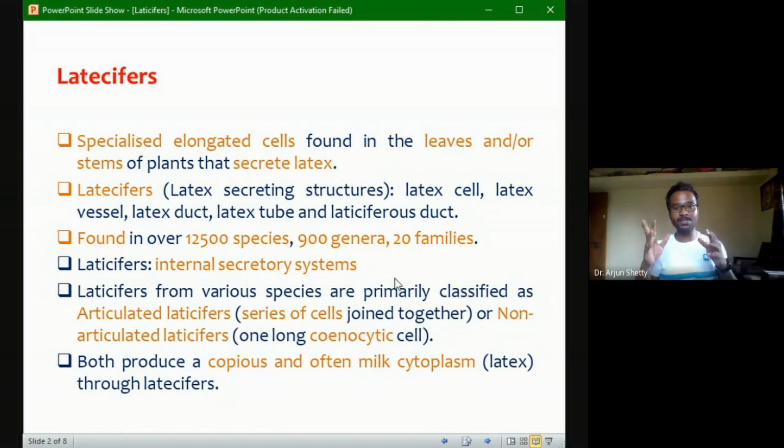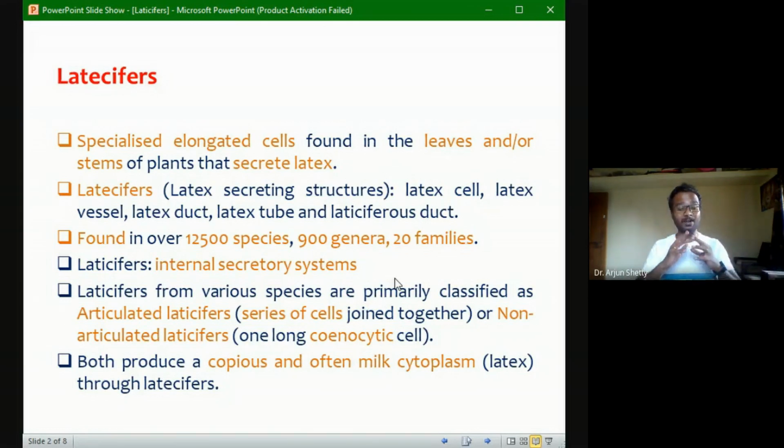But broadly, most of the plants contain the laticifers in the leaves as well as stems. Very often, sometimes there are some specialized families, specialized genera, and some specialized species that comprise the laticifers even in the inflorescence or even in the reproductive parts of the plant body. The laticifers, the latex secreting structures, are of different types in the plant body, and they may be a latex cell, or a latex vessel, or a latex duct, a latex tube, or laticiferous ducts.